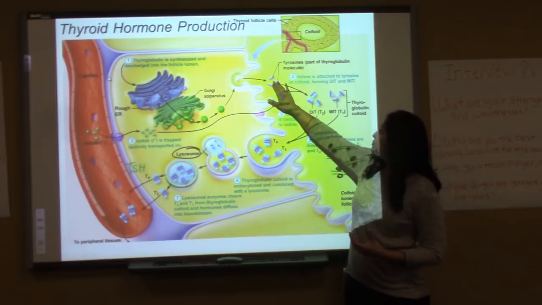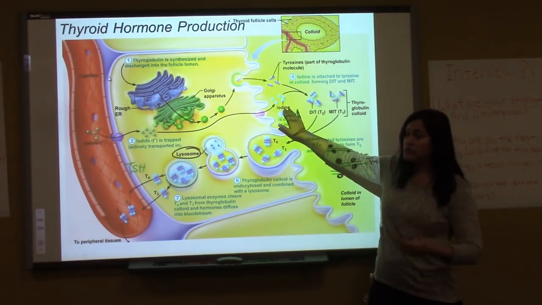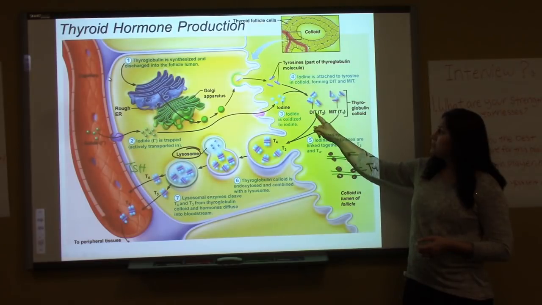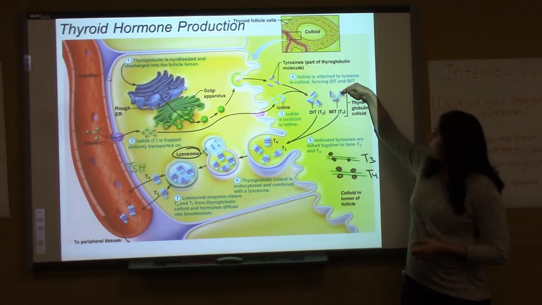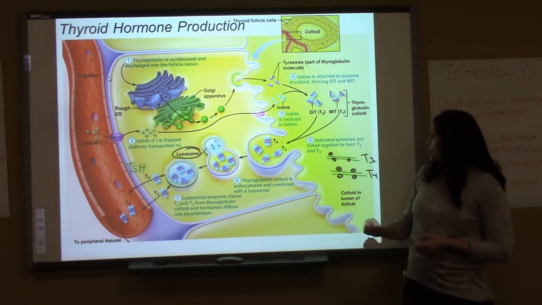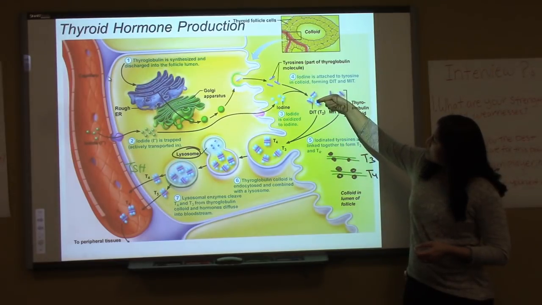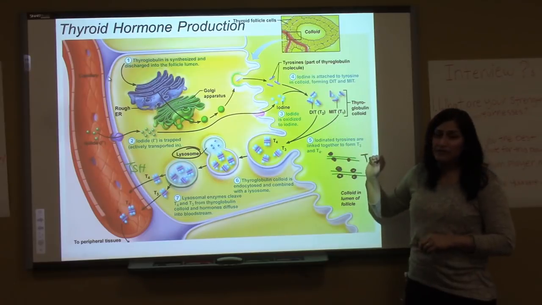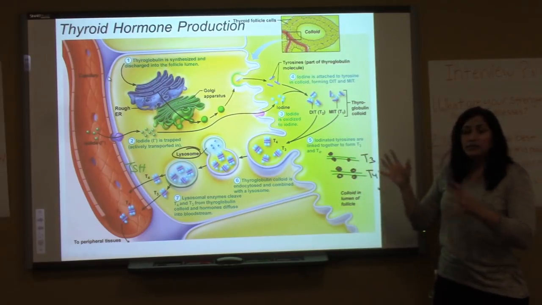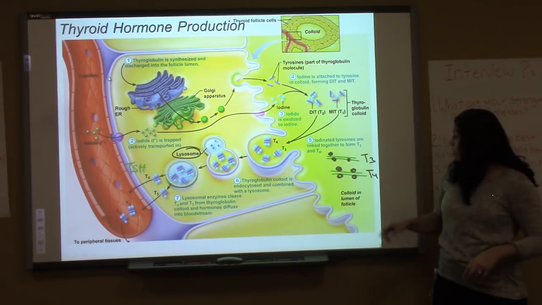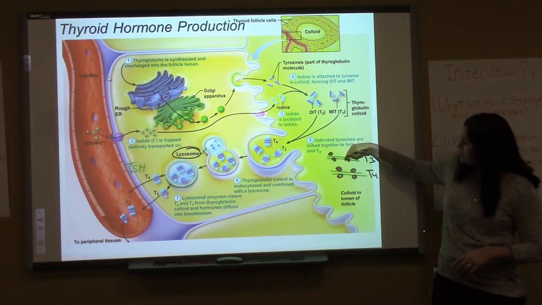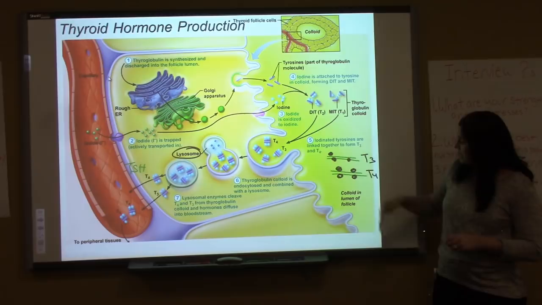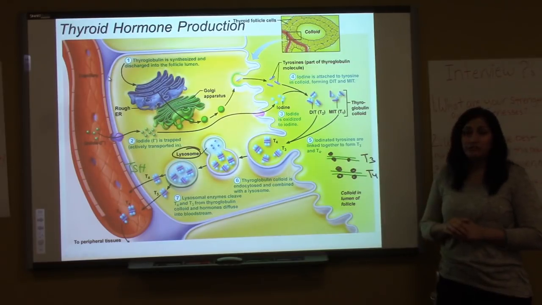Now in the colloid we have the protein and we have iodine. They will combine, giving you MIT and DIT. MIT is one protein with 1 iodine molecule. DIT is one protein with 2 iodine molecules. Once you have the DIT and MIT, then basically they combine, giving you T3, T4. So T3 is MIT and a DIT together, giving you T3. T4 is DIT and DIT coming together, giving you T4.